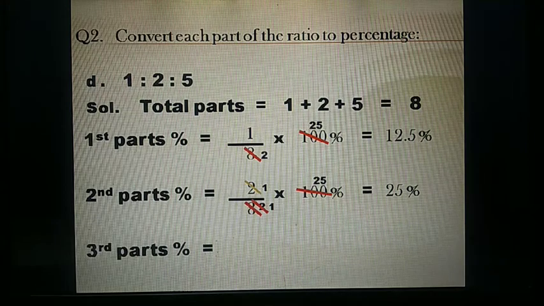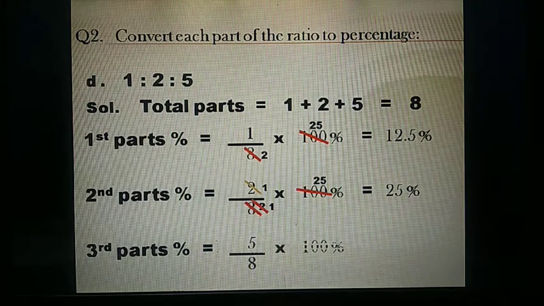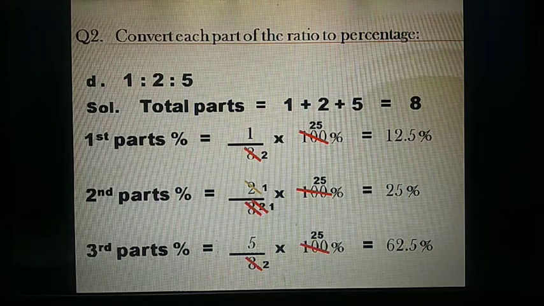Moving to third part percentage. Here the third part is 5, total is 8, multiplied by 100%. Again 4 2s are 8 and this one 4 25s are 100. You will get the answer after division as 62.5%. Again when you will add them all, you will get the total as 100%.